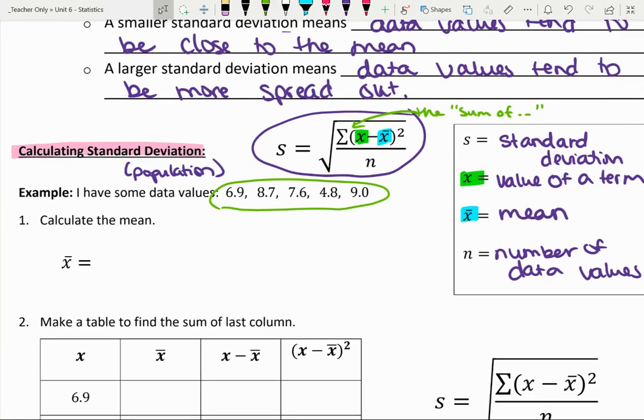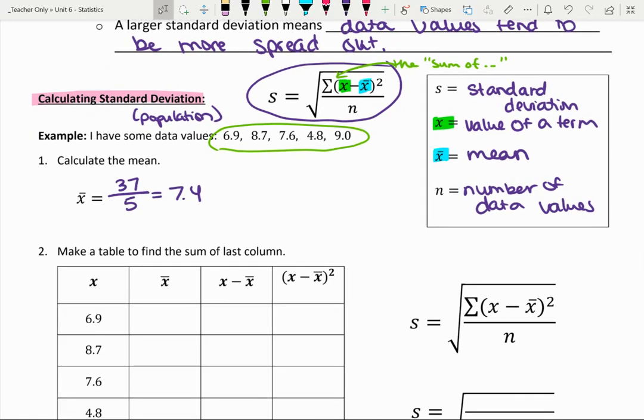So I'm going to calculate the mean. We reviewed yesterday that the mean is adding all those values up and dividing by the total number of values. So if you took a moment to add those up, you would actually get 37. And there are 5 values. So 37 divided by 5 is 7.4.